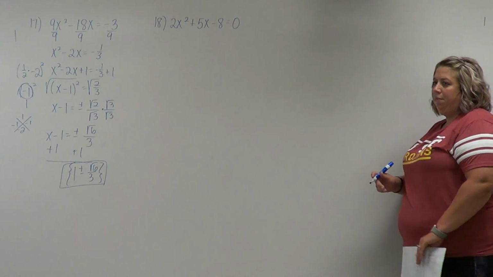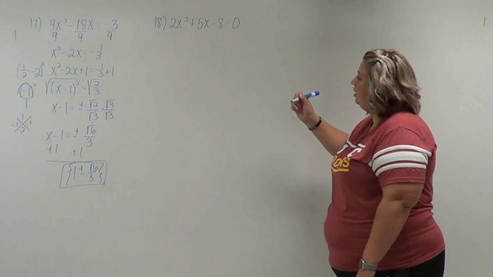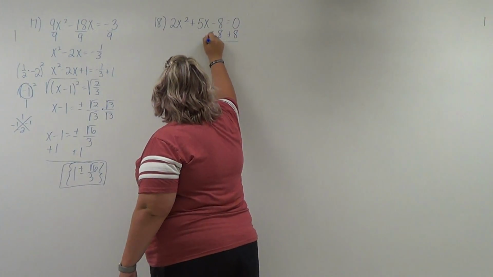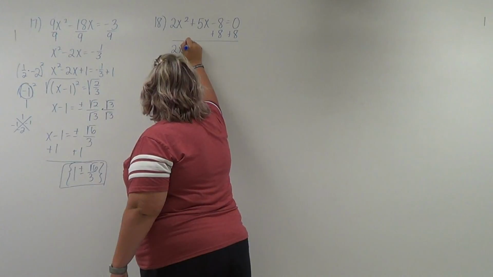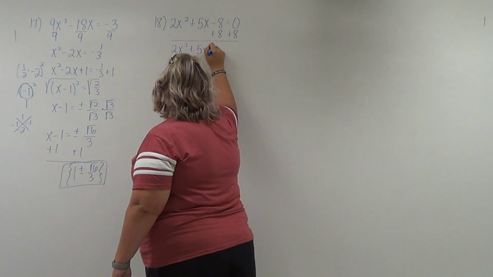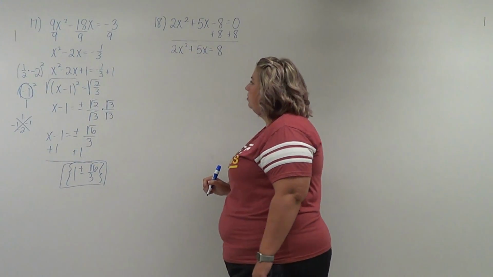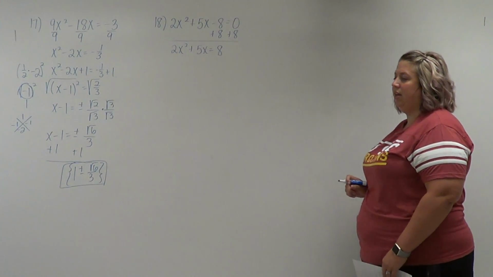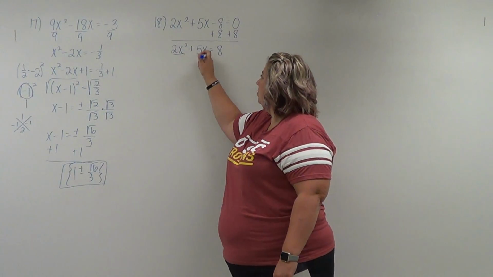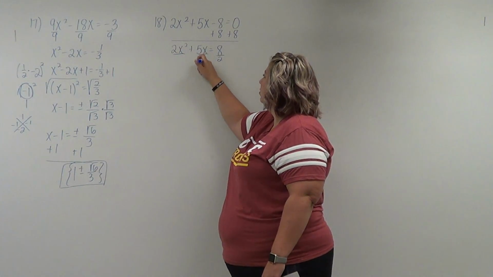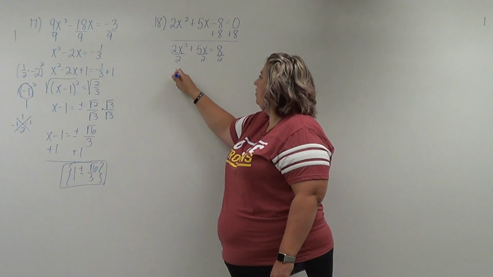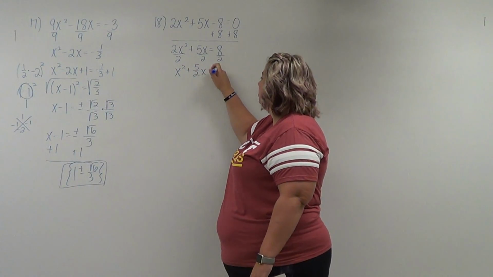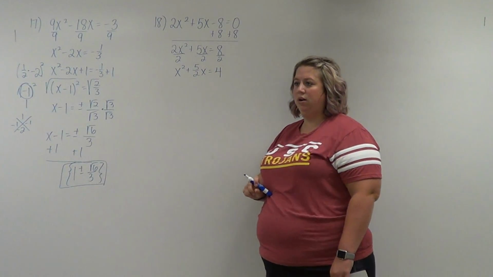Okay, so first step, move c to the other side. So I'm going to add a to both sides. So I have 2x squared plus 5x equals 8. Okay, step 2, divide everything by a. So I'm going to divide everything by 2. So I have x squared plus 5 halves x equals 4.